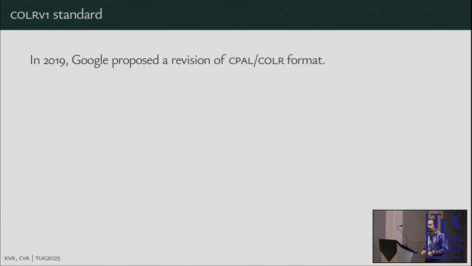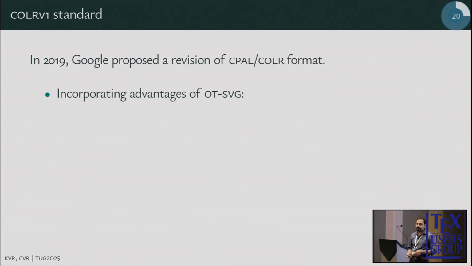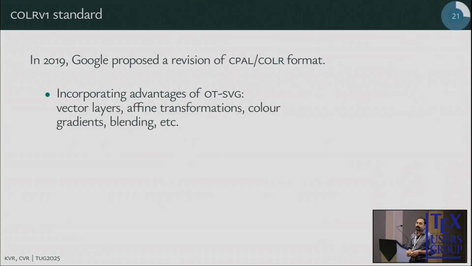So in 2019, Google actually tried to improve the CPAL color format, which was the format backed by Microsoft, incorporating some advantages of OpenType SVG so that you can have vector layers instead of rasterized images in there, and then transformations like scaling and rotating without losing any clarity, color gradients, shading, etc. This is now known as COLRv1. So the earlier CPAL color format is known as COLRv0.